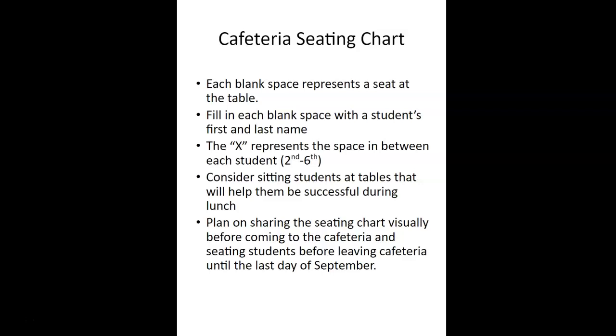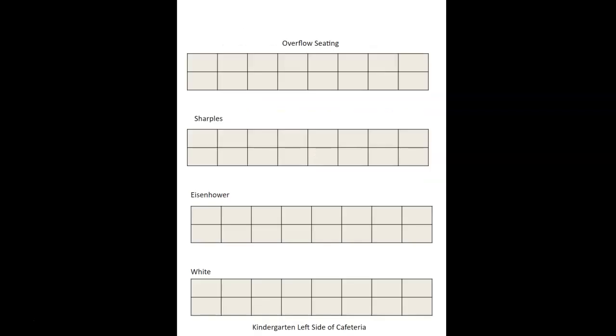Please plan on sharing the seating chart visually with your students before coming to the cafeteria, and seating the students when you come to the cafeteria before leaving. So if you need to plan a couple of minutes before heading down so that we can get them seated, please do so. But we would ask that you would come in until the end of September to make sure that the kids are seated in the cafeteria, and then you may exit. So just have them seated where they're placed on the seating chart, and then you can feel free to leave.